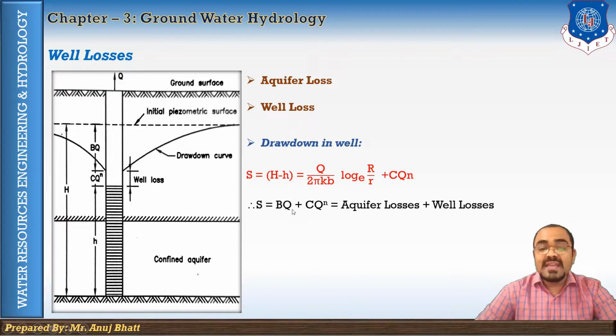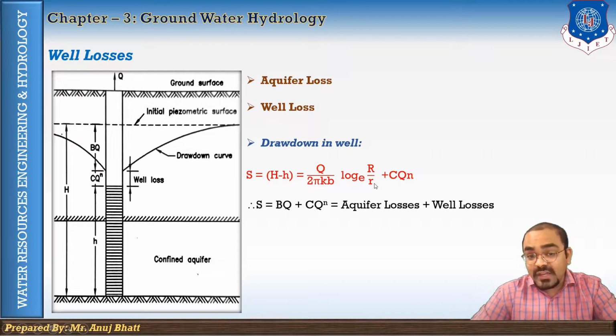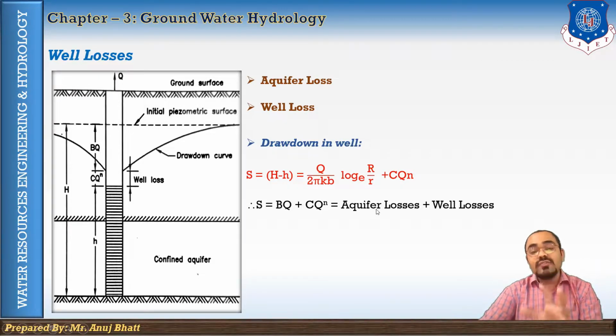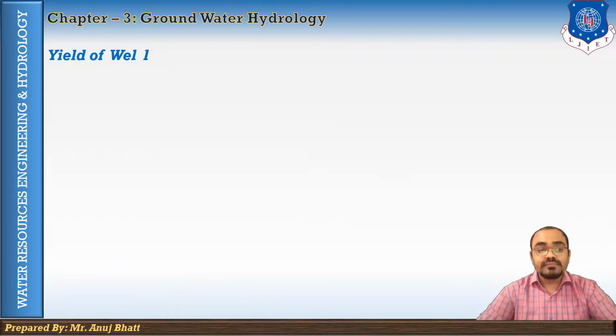How? Let's say s = BQ, as this drawdown is affected by the discharge. So we will consider 1/(2πKb) log(R/r_w) as a constant value, and we denote it as B. So that will be BQ + CQ^n. That would be the aquifer loss and the well loss. The addition of these two losses will be equal to the drawdown in the well. Now let's discuss the yield of a well.